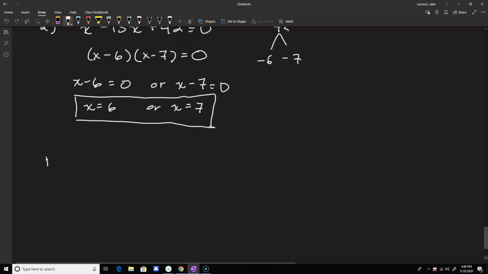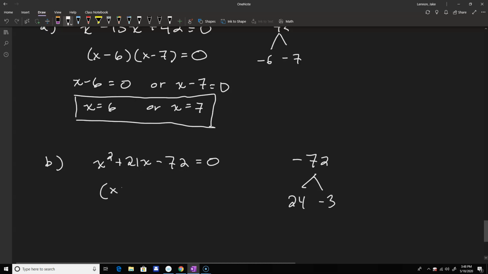Okay, so for B, let's look at x squared plus 21x minus 72 equals 0. So again, same deal. We're looking for two numbers that multiply to negative 72, but when you add them together, you get that middle number 21. So go ahead and pause your video and give yourself a second to try and figure out those two numbers. That's kind of the crux of this first technique, being able to do that. All right, well, if you had found 24 and negative 3, you got the correct answers.